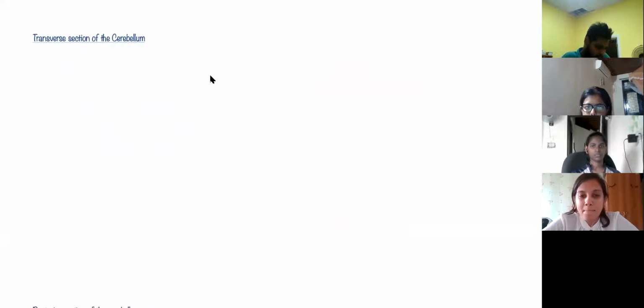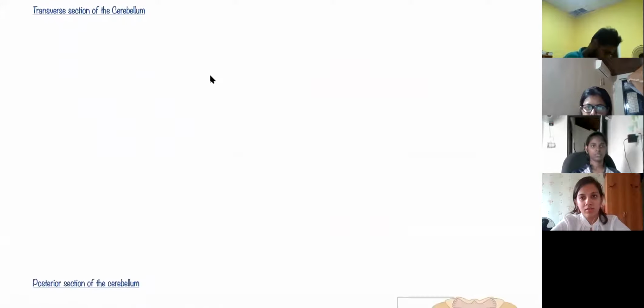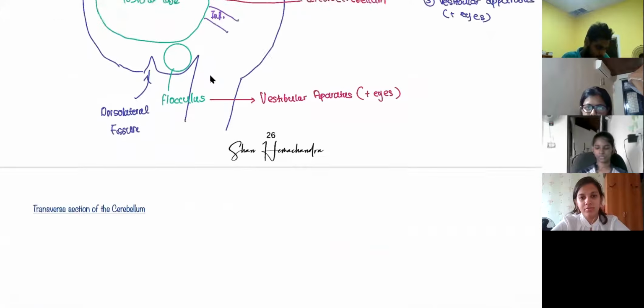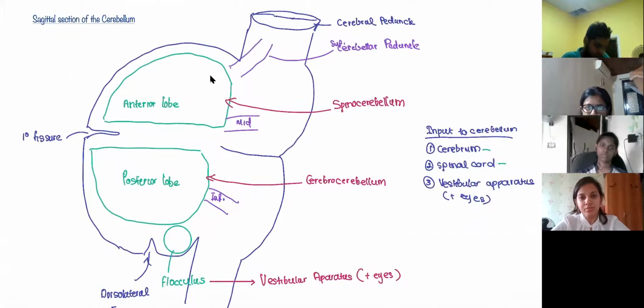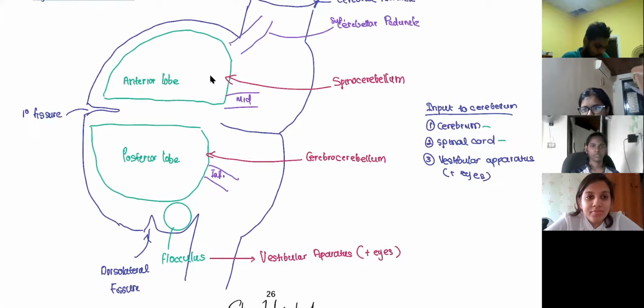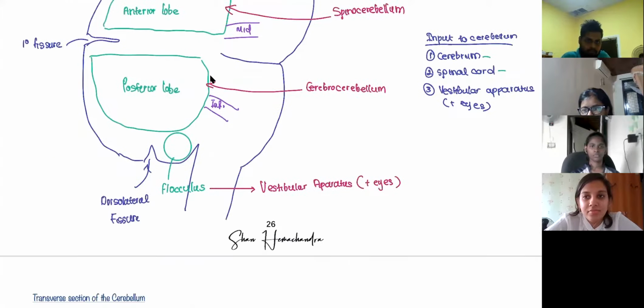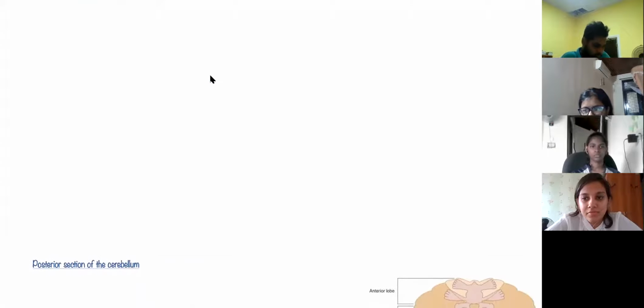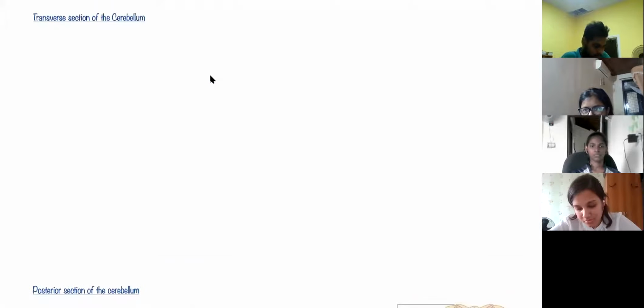Let me talk about the transverse section of the cerebellum. So we are going to cut the cerebellum in the middle. Guys, if you don't understand this, or any part here, just ask me. We are going deeper and deeper. That's all I can say. Now we are going to cut the cerebellum from the middle. It's a transverse section.